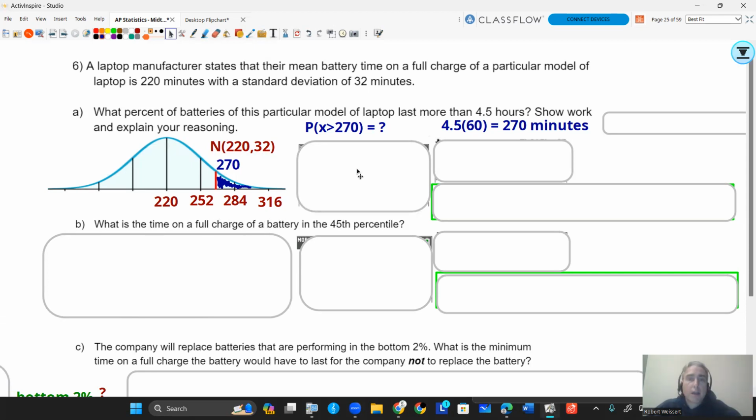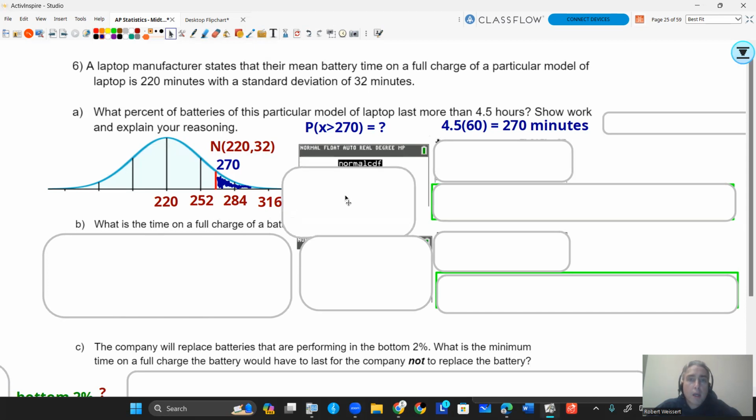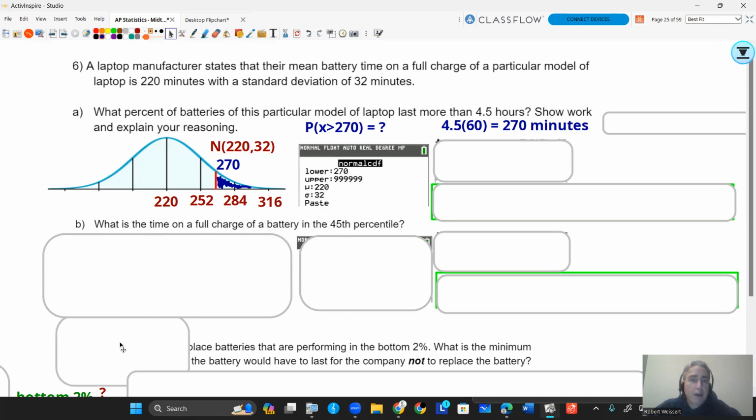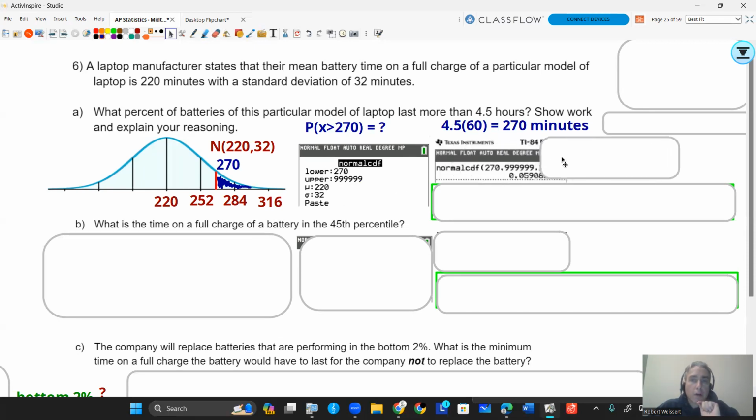And we're going to use a normal CDF. So when you go to your calculator, you're going to go to second vars. You press second vars, and you're going to put these values in. Your lower bound is going to be 270. Your upper is going to be something to represent infinity, so 9999999. Your mean being 220, your standard deviation being 32. You want to write those inputs down to get credit. Then you're going to go over here and you're going to get this value when you click paste. And that value is about 0.059.